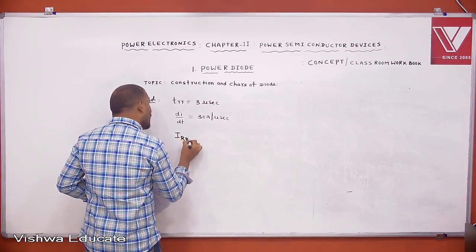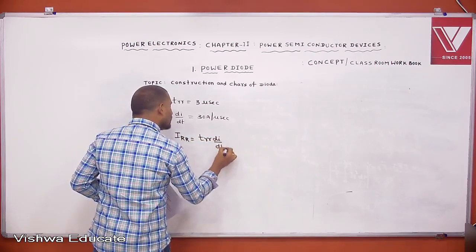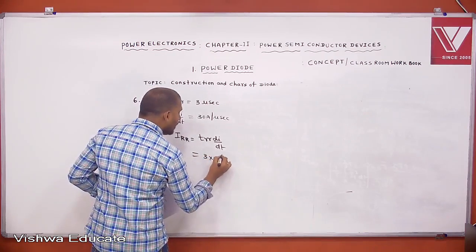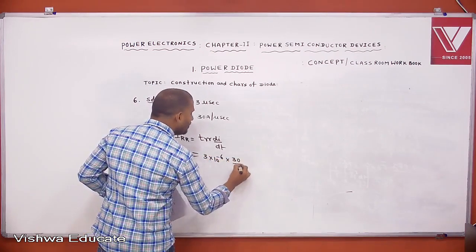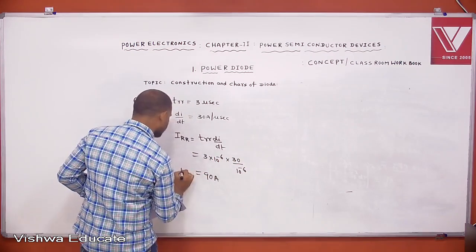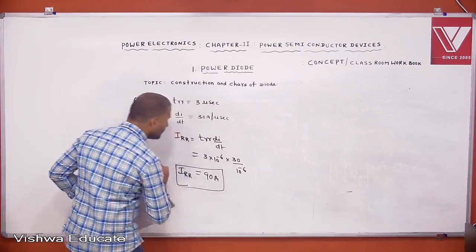Then what is the reverse recovery current? We know that IRR equals TRR into di by dt. What is TRR? 3 microseconds. What is di by dt? 30 amperes per microsecond. Then how much you get? 90 amperes. The reverse recovery current is 90 amperes. Simple question.